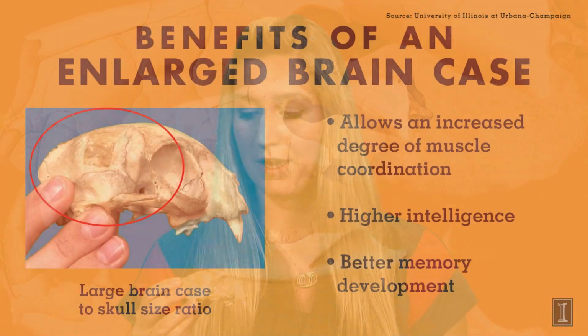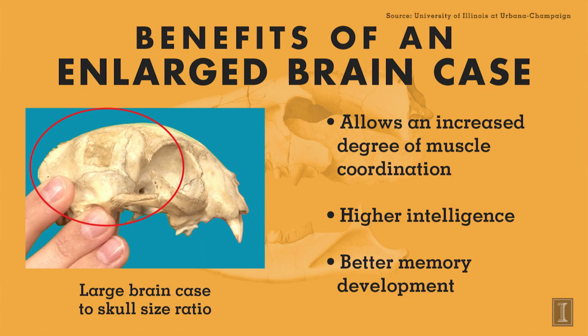So if we go back to considering our cat skull here, our mammal, one of the outcomes of having an enlarged brain case, again, we're talking about the ratio of the size of the brain case to the overall skull, is that mammals have an increased degree of muscle coordination, they're generally more intelligent, and their memories are a little bit more developed.